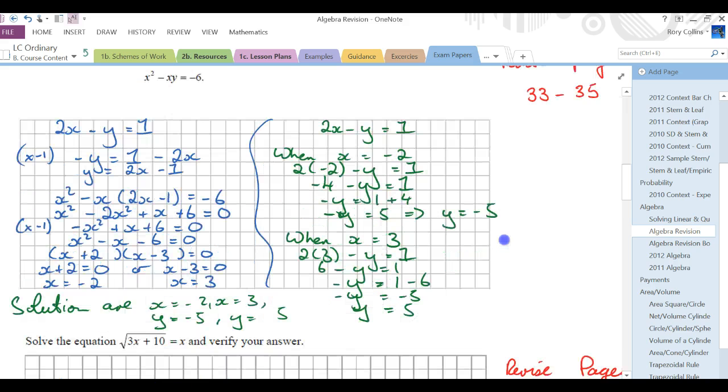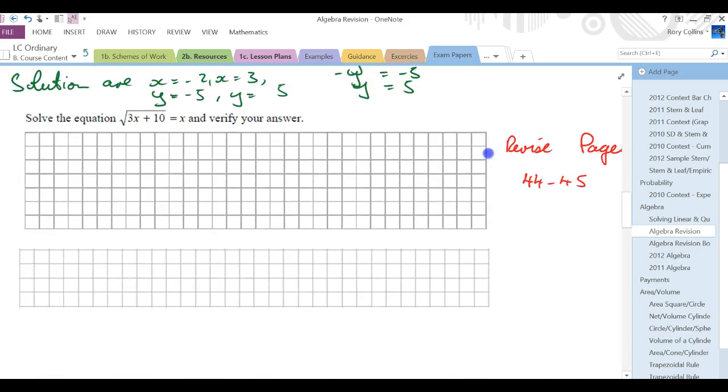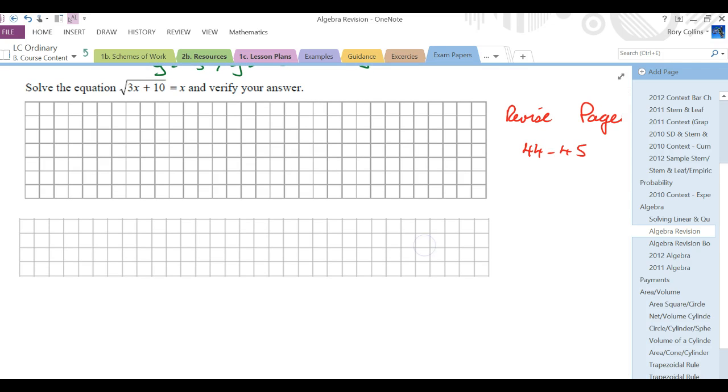That brings us on then to our next question. Solve the equation square root of 3x plus 10 equals x and verify our answer. Again, we have an algebraic equation here, only this time it involves a square root. First thing we must do is remove the square root by squaring both sides to give root 3x plus 10 squared equals x squared.